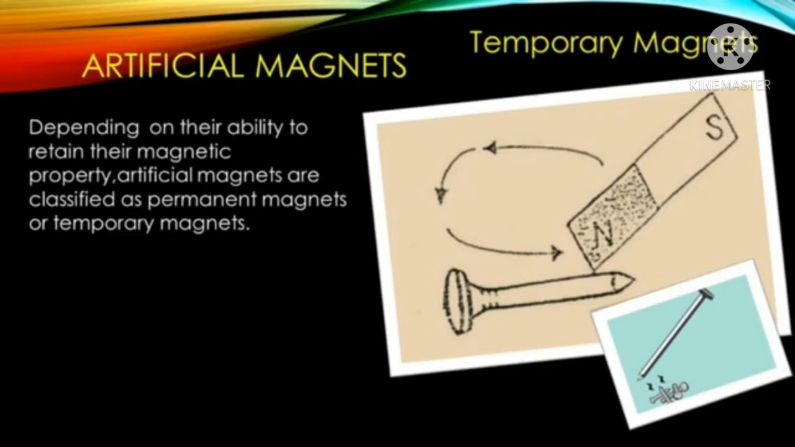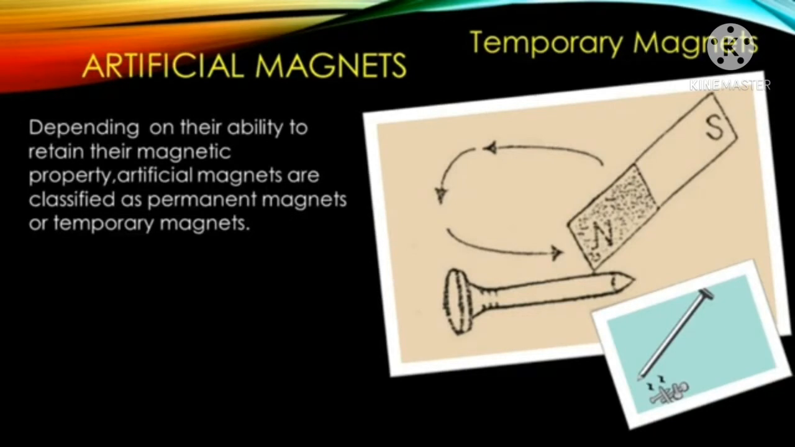Temporary magnets are produced with the help of an external magnetic field. Temporary magnets lose their magnetic property as soon as the external magnetic field is removed. Temporary magnets are made from soft iron. Soft iron behaves as a magnet under the influence of an external magnetic field produced in a coil of wire carrying a current. But it loses the magnetic properties as soon as the current is stopped in the circuit.